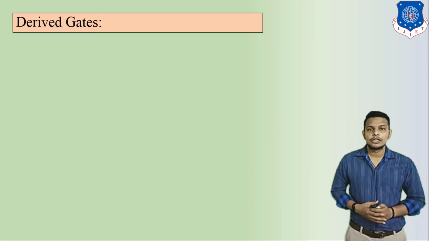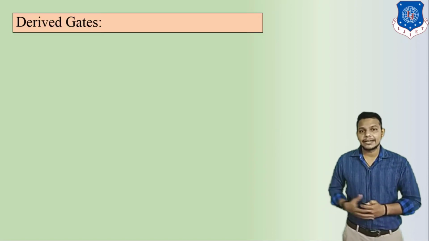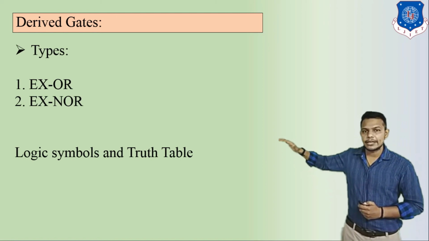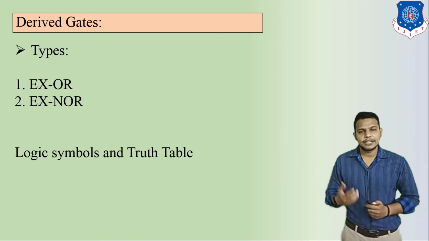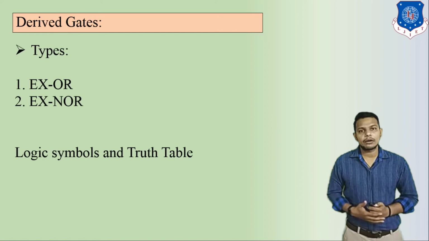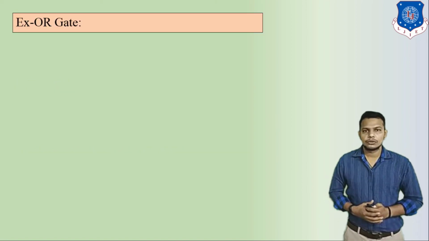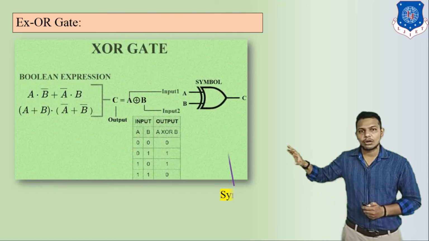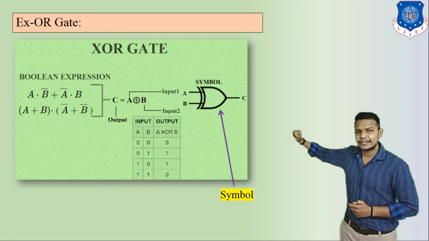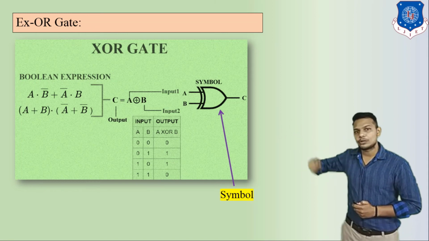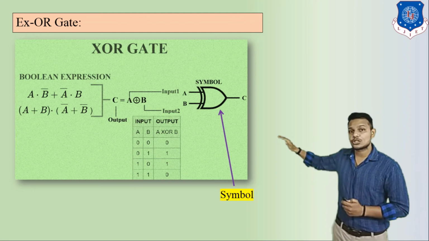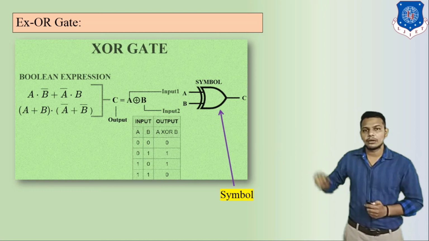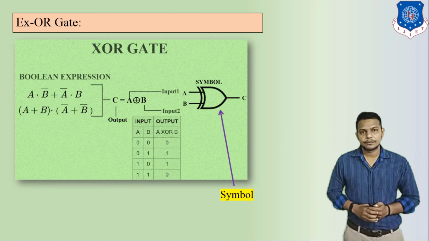Now let us discuss derived gates or other gates, special gates. So here we can see these are the special or derived gates. XOR and XNOR are also called exclusive OR and exclusive NOR. So first XOR, here we can see this is the XOR symbol. It is changed compared to the OR gate, because here it is exclusive OR, so there is one extra line. So remember this symbol.